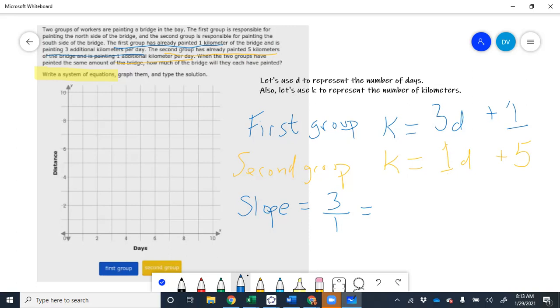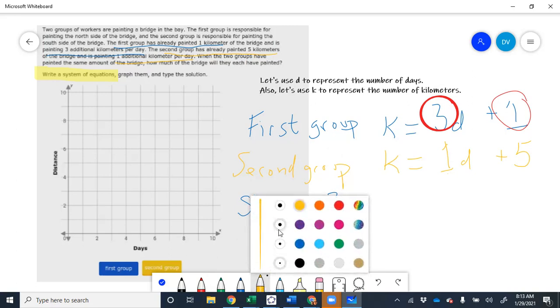On some graphs we can't. So 3 over 1 is fine. Our slope is 3, and our intercept is positive 1. Let me show you what I'm talking about. There's our intercept. And there's our slope, but we wrote it as a fraction. So we want to start by putting a point or a dot. And I think I want to make that a big dot here.